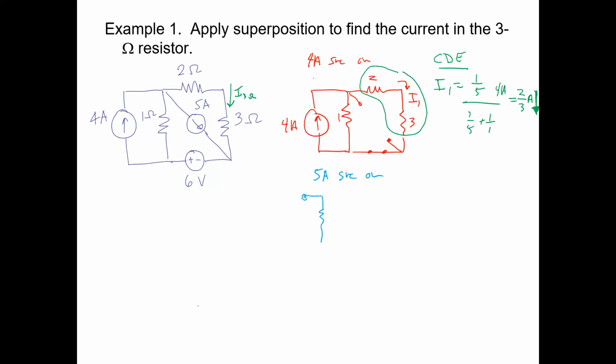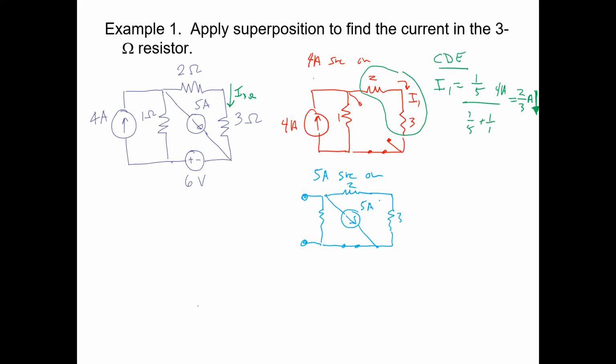And we've got just these terminals here where that 4 amp source was, because it's turned off. It's an open circuit. We've got the current source going this way. And our resistor, oops, that was just a voltage source. That's still a short down there. And we have 2 and 3. 5 amp source.